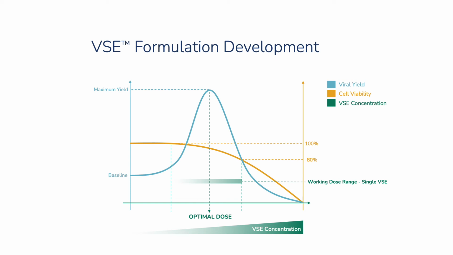Once single VSE compounds have been identified, you may want to select and combine them to further enhance production. To do this, you will want to test doses that range from the point where VSE activity starts up until the optimal dose for single compounds. Similar testing and validation steps are conducted with combinations of compounds to ultimately identify the best formulation for your manufacturing process.